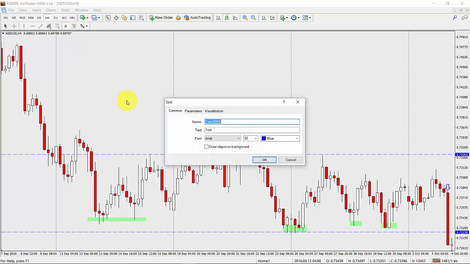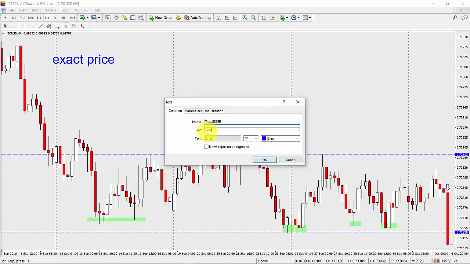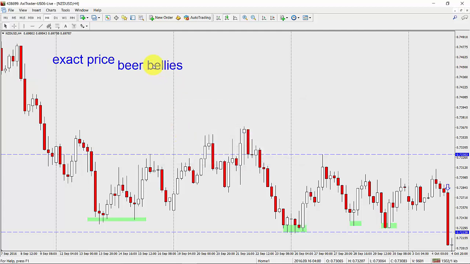The way that I look at support and resistance levels, it's not an exact price at all. What I see when I see support and resistance levels is what we affectionately call beer bellies. A beer belly is something that's soft and squishy. You can push into it. It's not like a wall where as soon as you hit the wall, you're going to bounce off of it. A beer belly, you might push into it a little bit before you get bounced off of it. And that's what these squishy zones are.